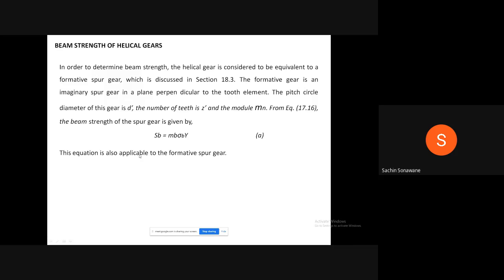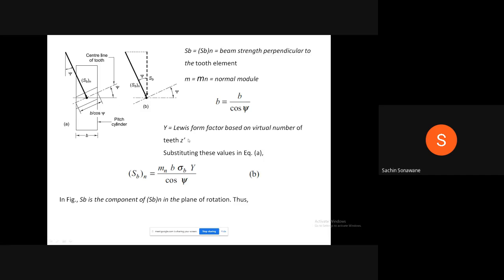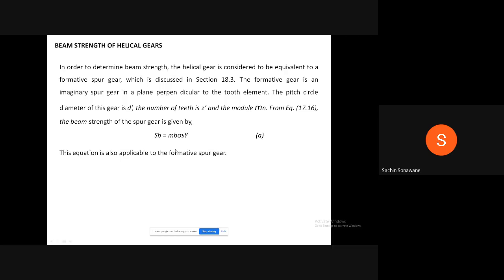This equation is also applicable to the formative spur gear. This equation we have already studied. Beam strength SB is equal to mb sigma b into y. Please write down this equation and write down the beam strength. The beam strength of spur gear is given by SB is equal to mb sigma b into y, equation A.